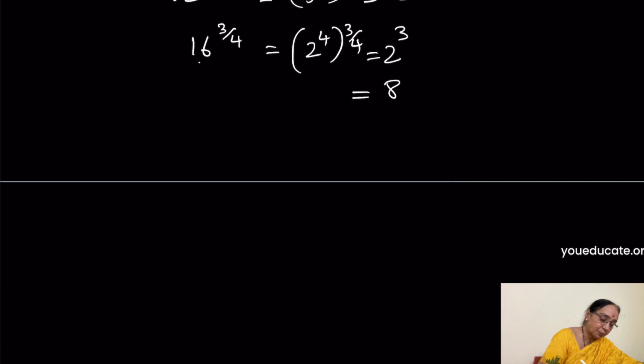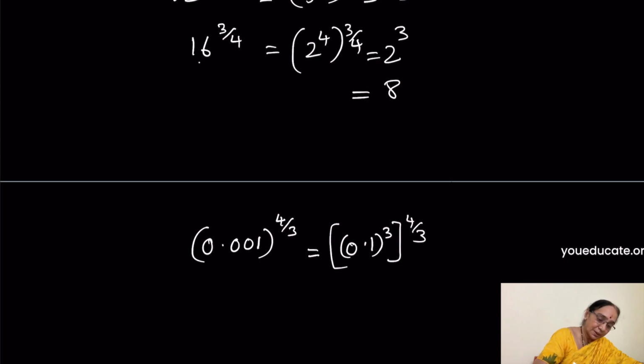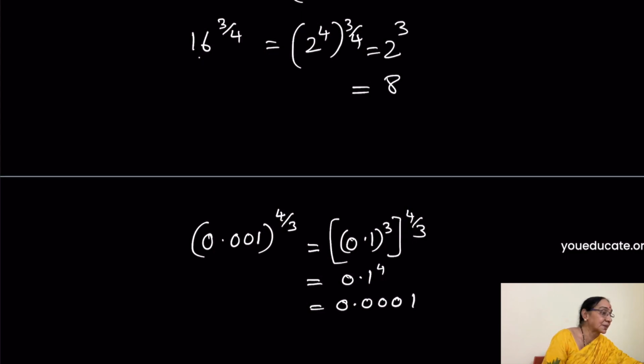Now what is 0.001 raised to 4 by 3? Now 0.001 is 0.1 raised to 3. And that whole thing is raised to 4 by 3. Cancel it out. It is 0.1 raised to 4. Which means I should have 4 decimal places. So you can also use it in certain decimals like this.